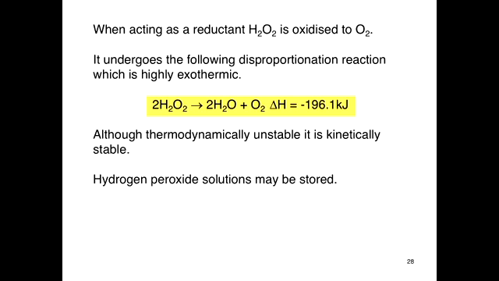So hydrogen peroxide, which you can store in a bottle, there's no problem storing it, but after a period of time it will eventually decompose to water and oxygen. So although thermodynamically unstable, kinetically it's stable enough to store. If you have a catalyst there, then that disproportionation reaction can occur very, very rapidly, sometimes explosively.